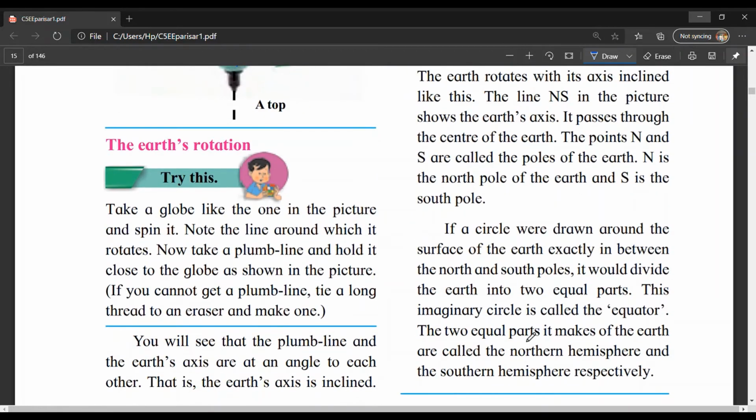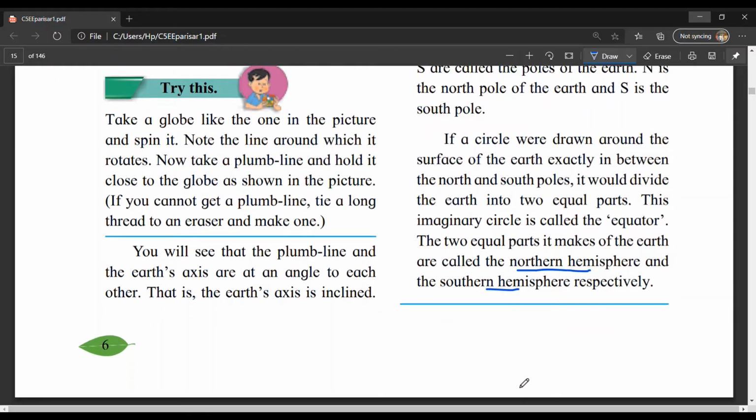If a circle were drawn around the surface of the Earth exactly in between the North and the South poles, it would divide the Earth into two equal parts. This imaginary circle is called the equator. The two equal parts of the Earth are called the northern hemisphere and the southern hemisphere. Just remember the concept of northern and southern hemispheres.